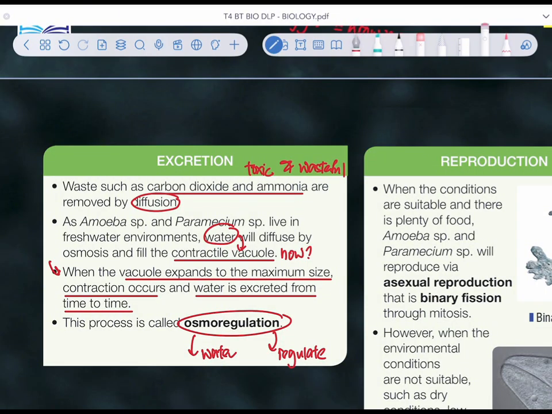So let's say the contractile vacuole can store about 50 ml or 500 ml of water. When the water keeps on diffusing into the contractile vacuole, once it reaches the limit, the contractile vacuole will contract and push, or we can say expel, all the excessive water out of the vacuole so that the cell will not burst. This is very important to prevent bursting.